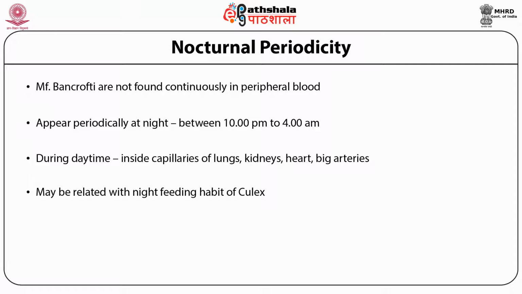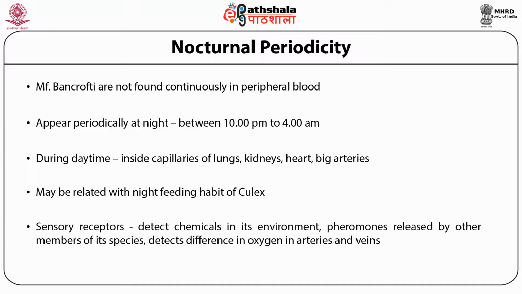Now the question arises, how does Wuchereria recognize its environment? How does it know that it has to come in the peripheral blood to be sucked by the mosquitoes? It has been reported by various scientists that the worm lacks visual abilities and depends on its sensory receptors and tactile papillae to detect chemicals in its environment and pheromones released by other members of its species. However, the periodicity of the worm is often correlated with the lifestyle patterns of its human host.